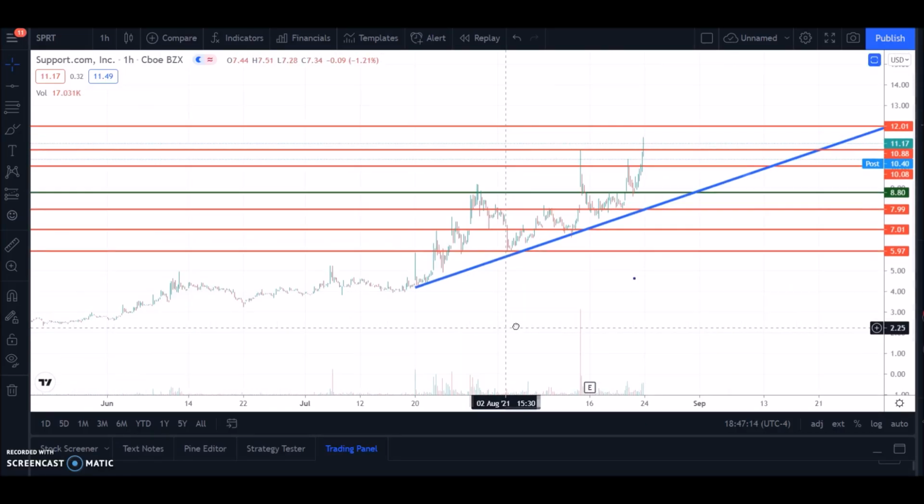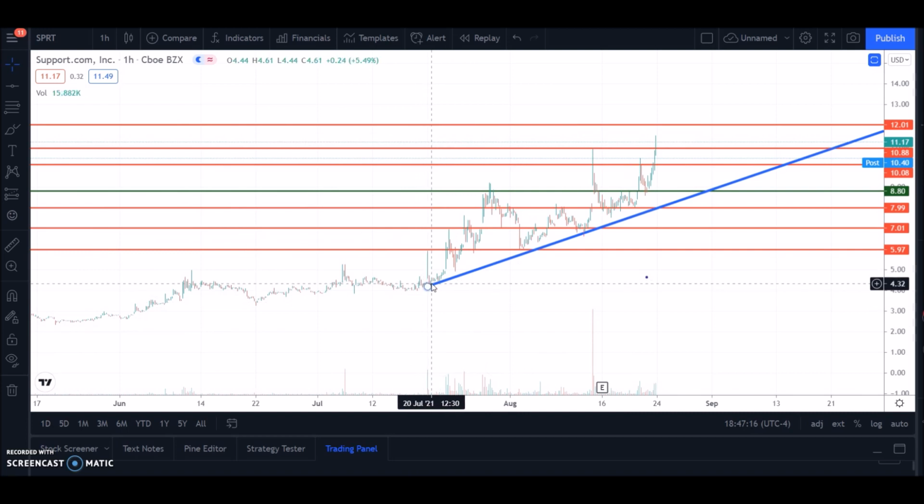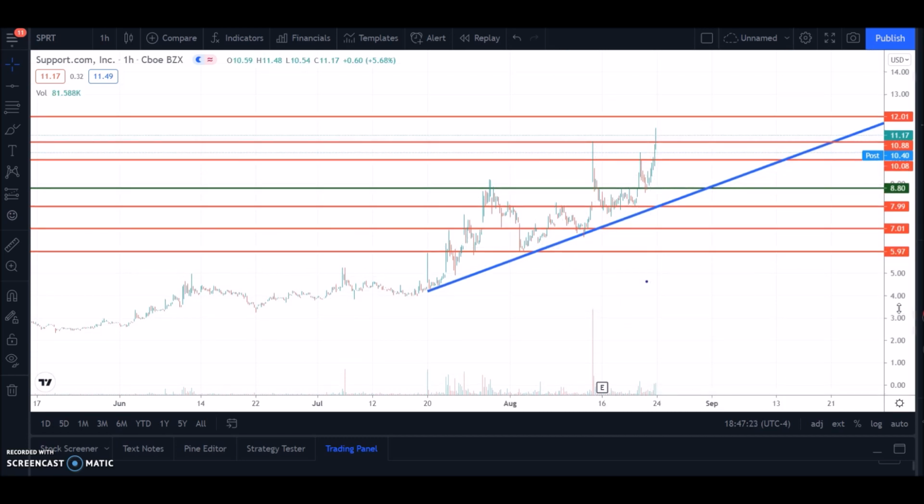So this is the 1 hour chart. First of all, you can see that the blue line is the uptrend. It has been going up, making higher lows, so it is going higher. That is the good thing. It makes a support at $6. It makes a support at 7. Then it makes a support at 8.